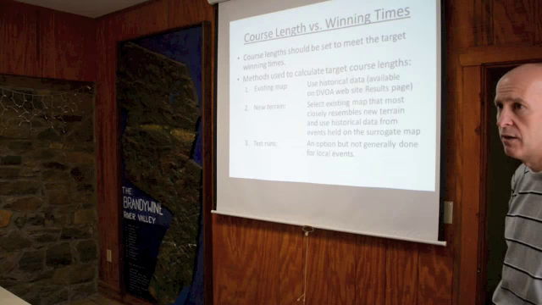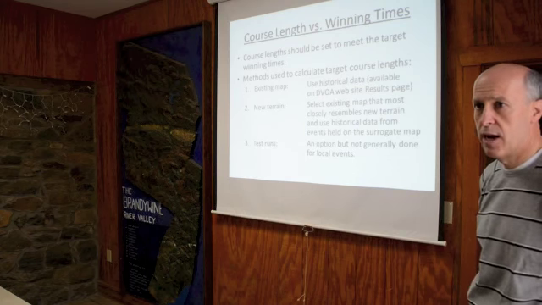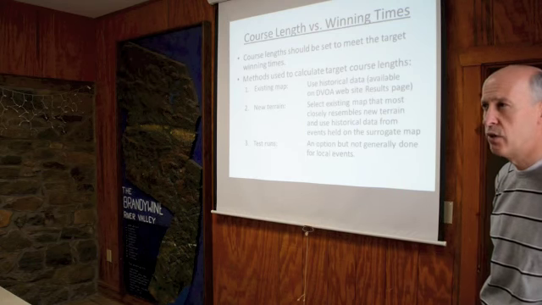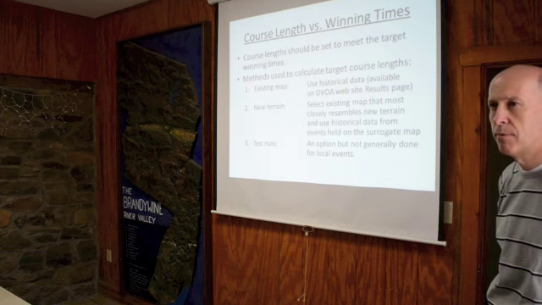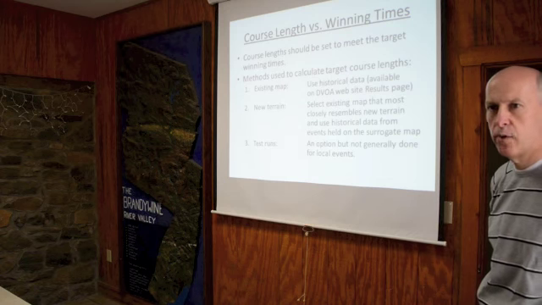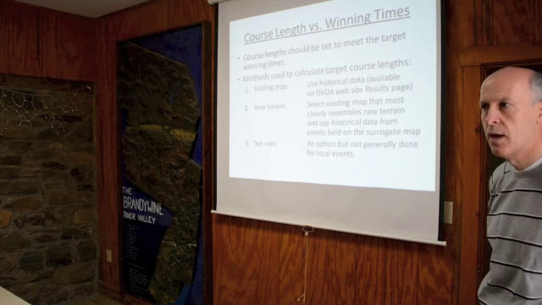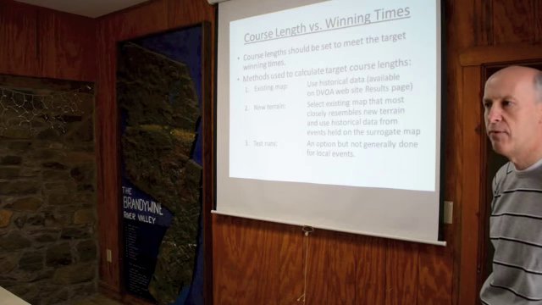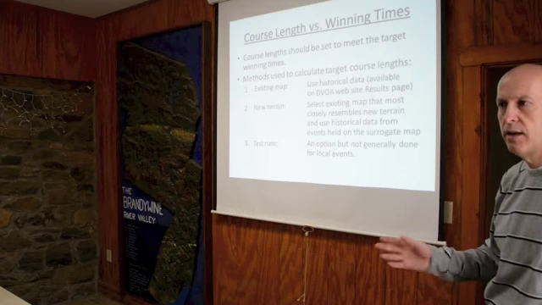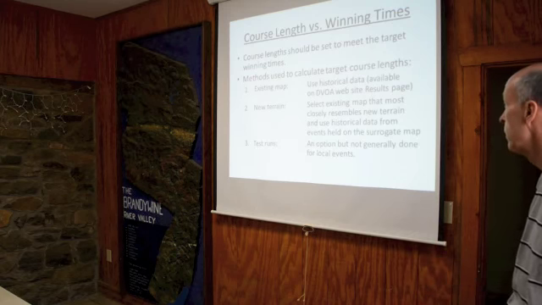If it's new terrain, you don't have previous results to rely on. So what I typically do there is try to find an existing DVOA map that's closest to that type of terrain, and I look at the winning time data for that map, and then I use that as a surrogate for the new terrain and go through the same procedure.